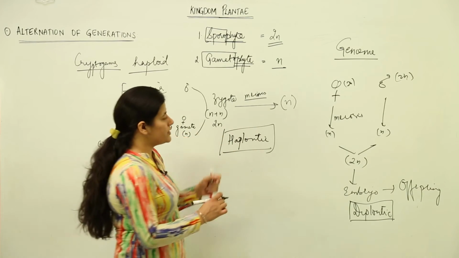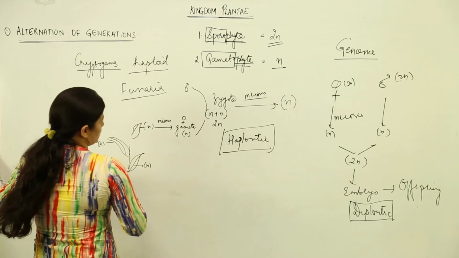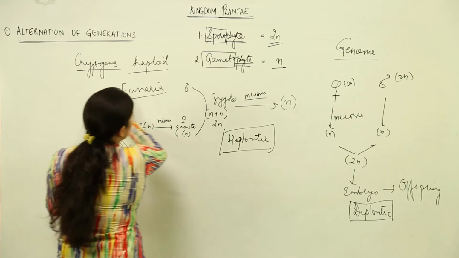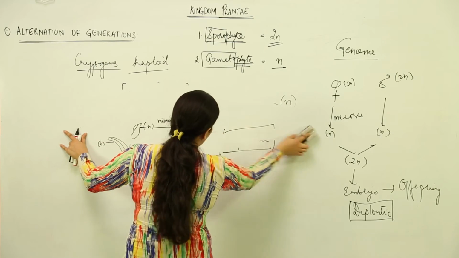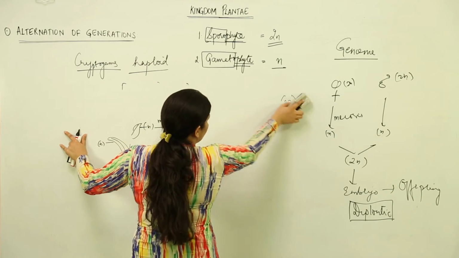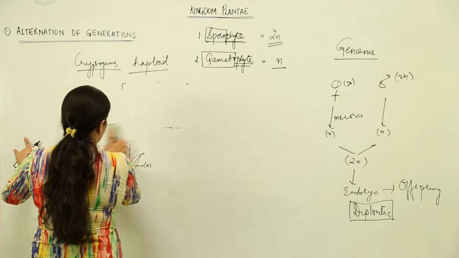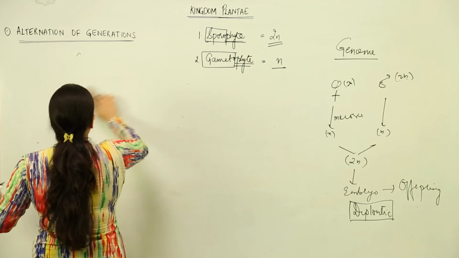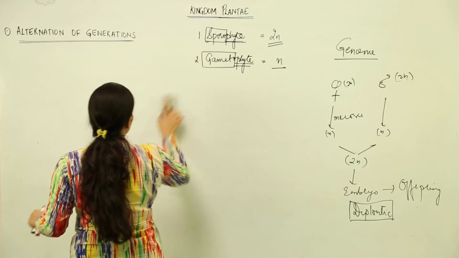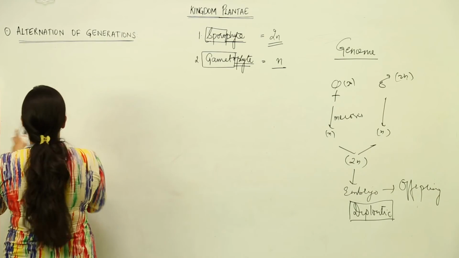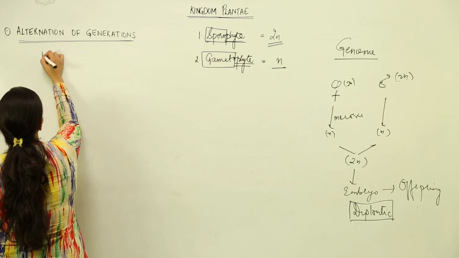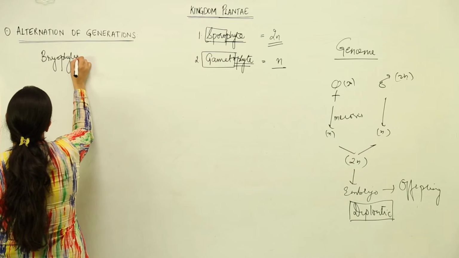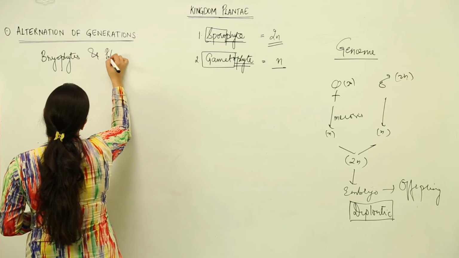Now apart from this, when we talk about alternation of generations, we have haplodiplontic life cycle, which would be shown by bryophytes and pteridophytes. Okay, so now after understanding so much, we come to the term actually alternation of generation, that is present in bryophytes and pteridophytes.